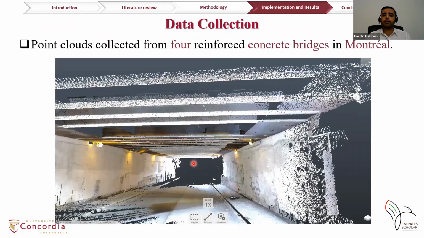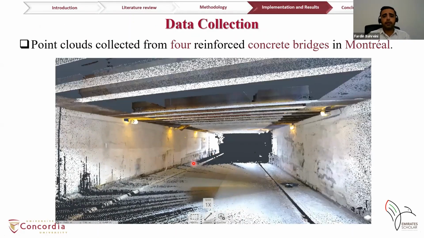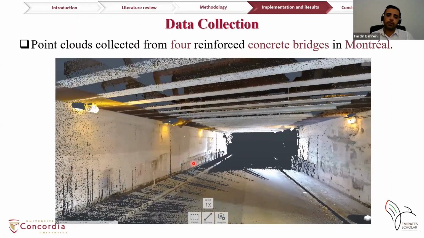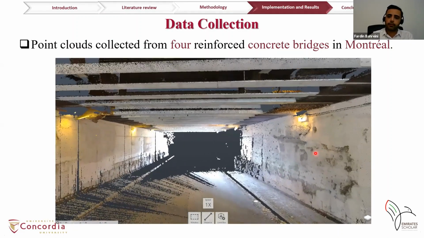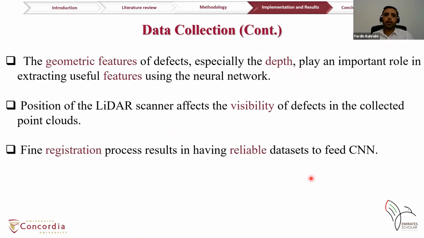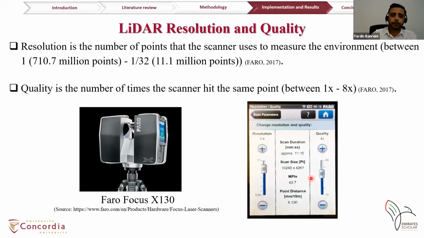The first step is data collection. Point clouds were collected from 4 reinforced concrete bridges in Montreal. This video shows a sample of captured point cloud data. As you see here, you can see the defects on the surface of the bridge. The geometric features of defects, especially the depths, play an important role in extracting useful features using the neural network. Moreover, the position of the LiDAR scanner affects the visibility of the defect in the collected point cloud dataset. And finally, the fine registration process results in a reliable dataset to fit the convolutional neural network.